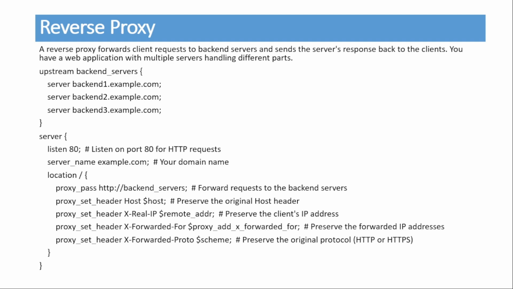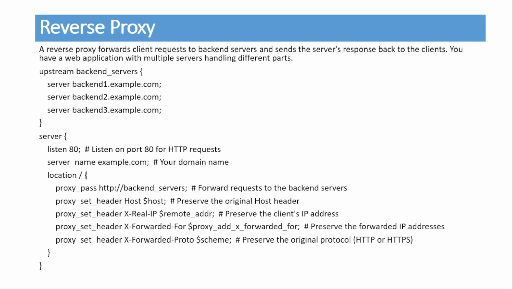So this is the configuration example. We have declared one upstream backend server block and we are forwarding the request to the backend server, and it uses this backend server to forward the request.